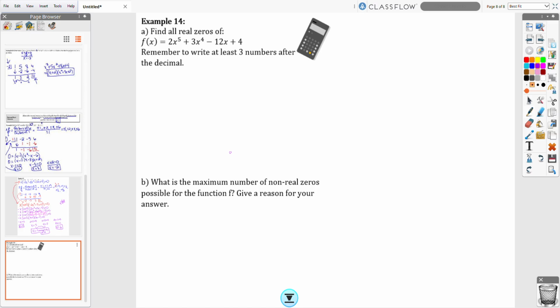So you can see that we have negative 2.1737. So instead of just writing 3 numbers, you may want to write 4 just to guarantee that the first 3 numbers after the decimal there are correct.